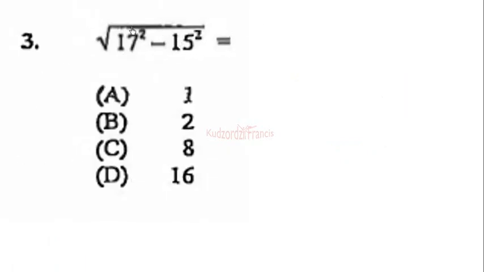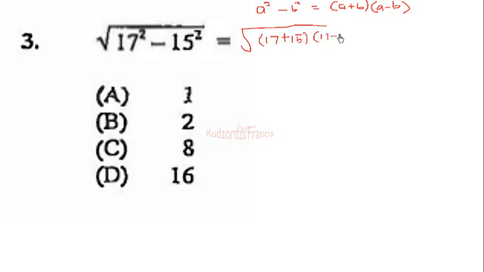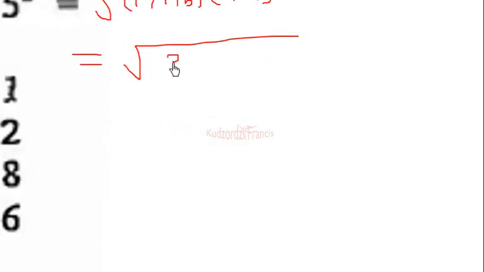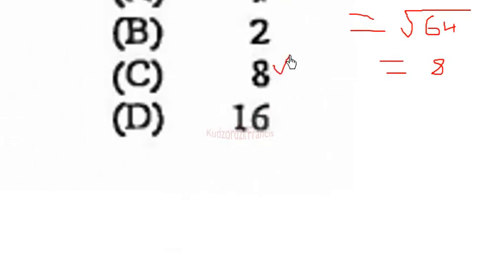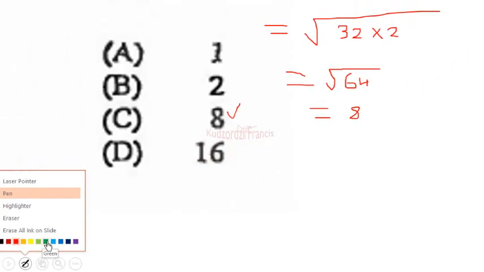Now we have the square root of 17 squared minus 15 squared. You can use the difference of two squares. We know a squared minus b squared is equal to (a plus b) times (a minus b). So we get 17 plus 15, times 17 minus 15. When we simplify, we get the square root of 32 times 2, which gives root 64, which is the same as 8. So the correct choice is C.